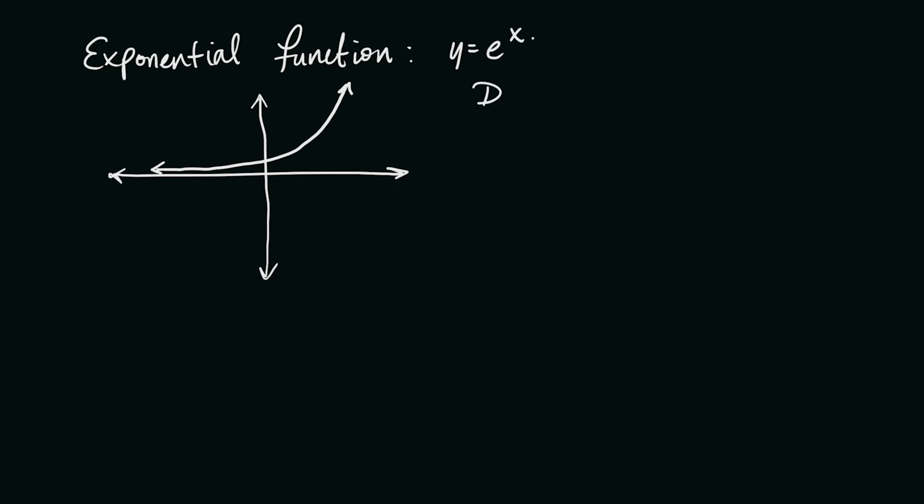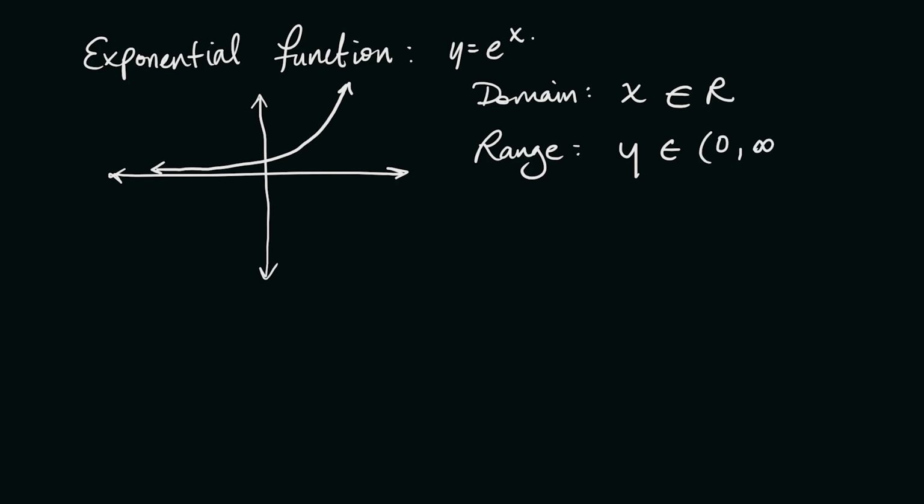And our domain here, of course, is all real numbers, right? And then our range here is y is an element of from 0 to positive infinity, because it doesn't touch 0, so it goes all the way up to infinity. And since it's exponential, it goes up a lot faster, right?